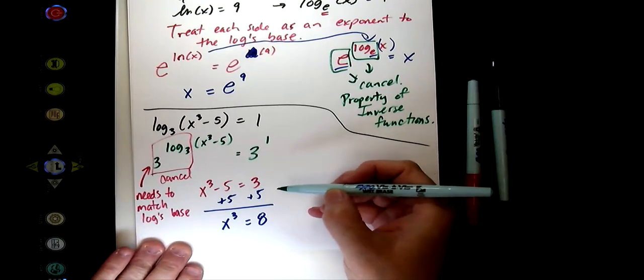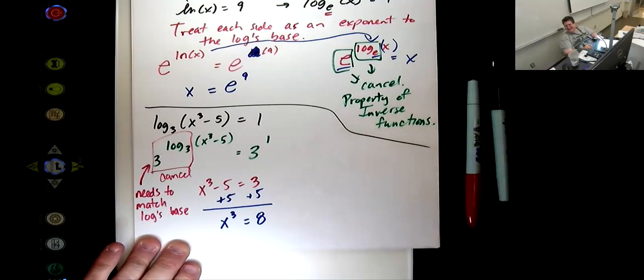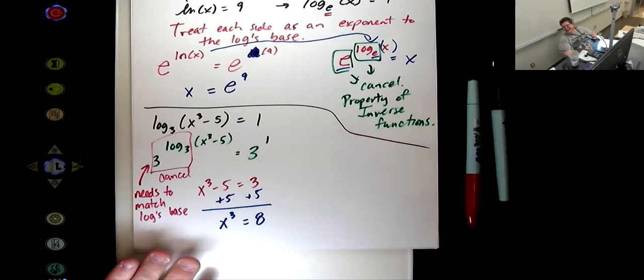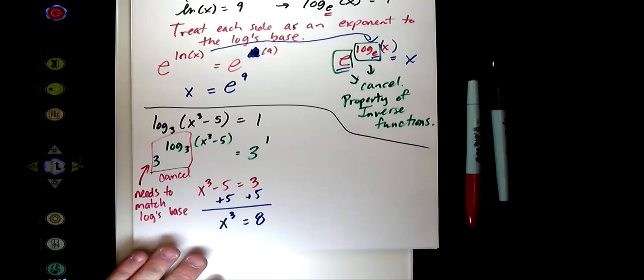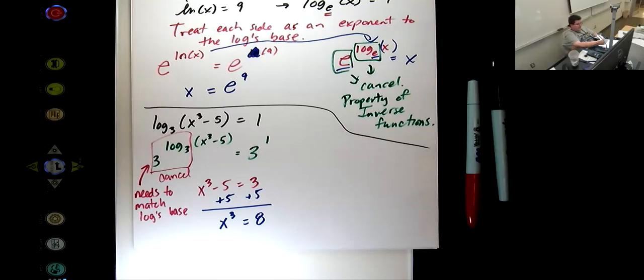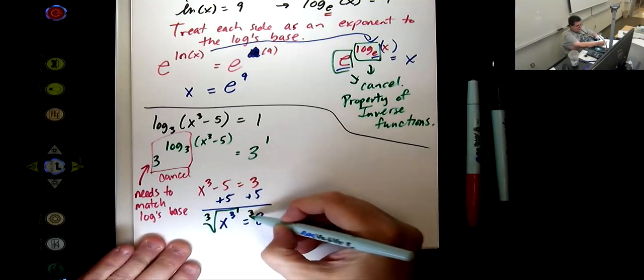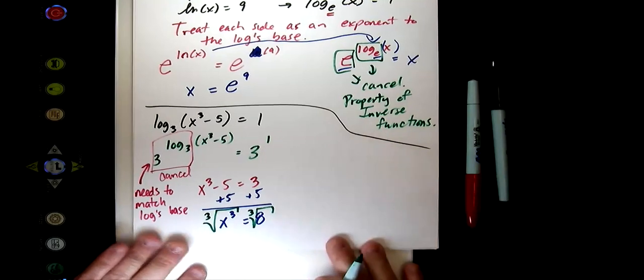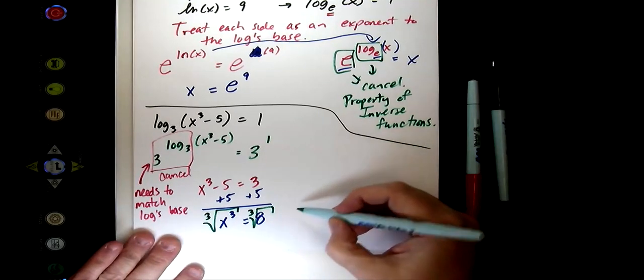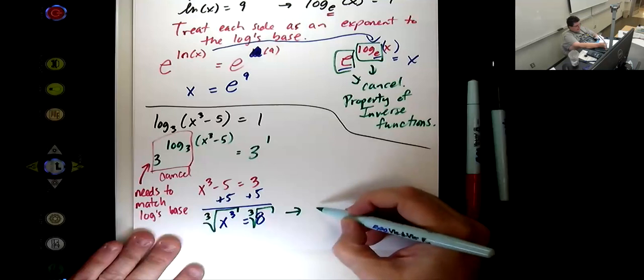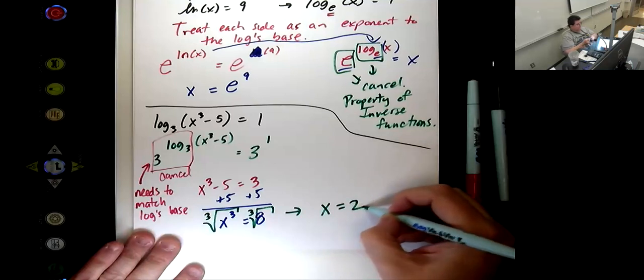I just have a question. When you do cube root, you don't have to add the plus and minus, right? No, we don't in this case. You only have to do the plus or minus when it's an even root. Oh, okay. So the cube root of 8 is just 2.